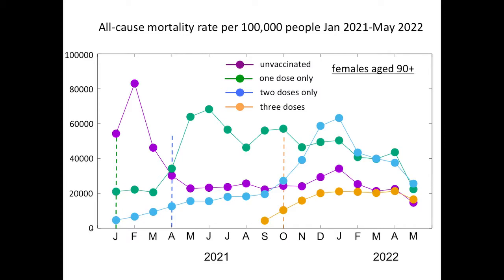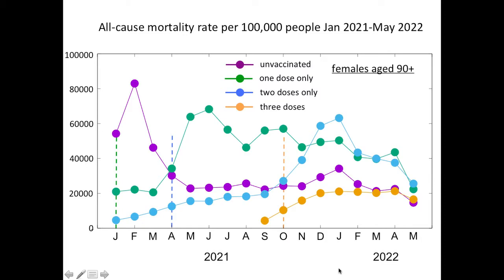Another thing we'll tend to see is in the booster group, particularly amongst the older populations, that it tends to start with quite a low mortality rate, rising up, and then actually staying fairly constant through the spring of 2022.